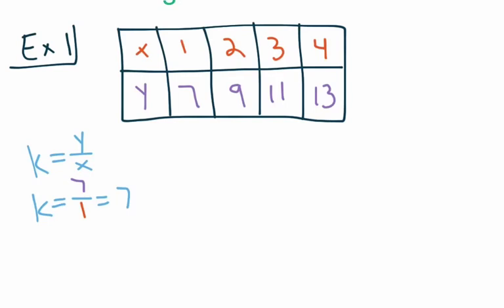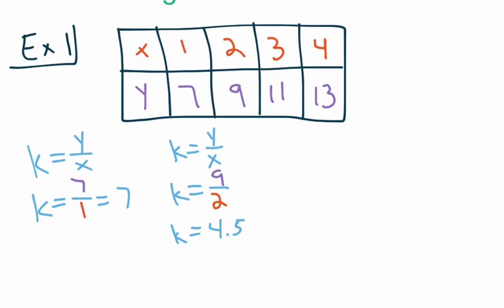So let's look at the next ordered pair, where we have 9 and 2. Again, k is equal to y over x, so this time we have k is equal to 9 over 2. If we simplify that down, that is equal to 4.5. The key here is to recognize that this 4.5 value and this 7 value are not equal to each other. So therefore, we know that this table does not represent a proportional relationship.